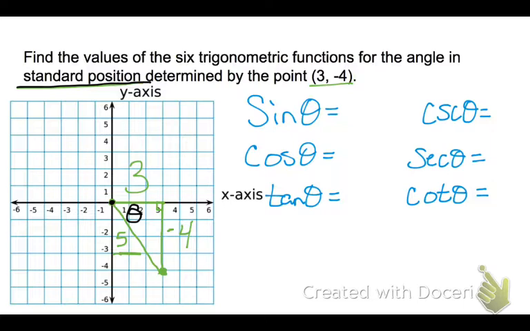So starting at sine theta, sine is opposite over hypotenuse. Opposite of theta would be -4, and the hypotenuse is 5. Therefore, the cosecant theta would be 5 over -4. It does not matter whether your negative is in the numerator, denominator, or outside the fraction. Math Excel might be a little picky about where you put your negatives, so I would encourage you to always put your negatives in the numerator.